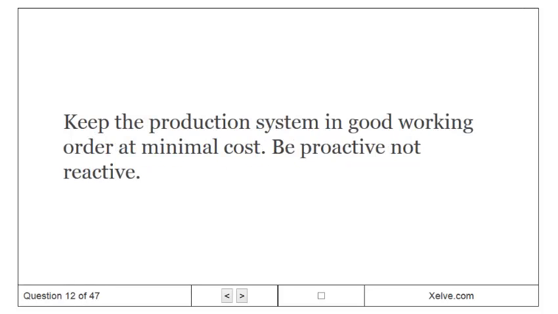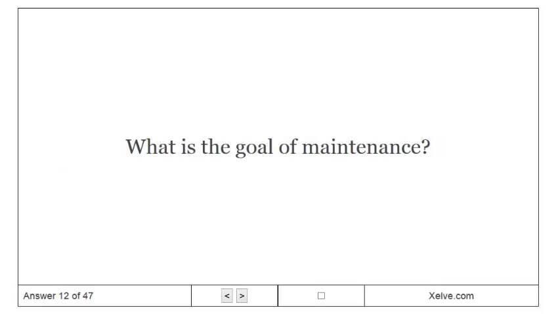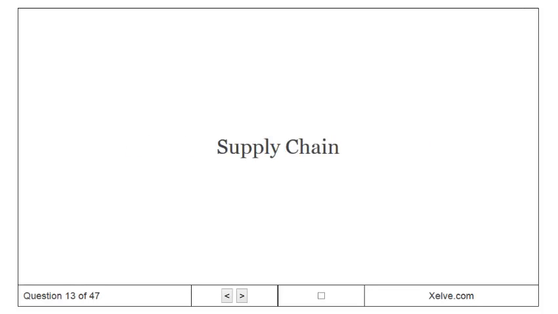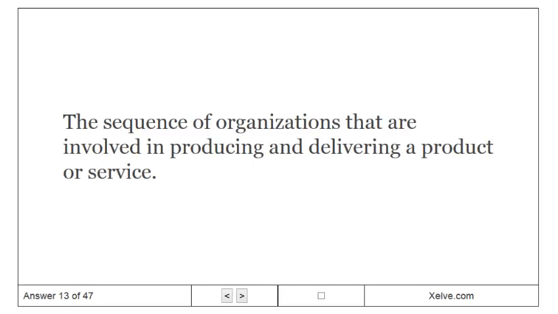Keep the production system in good working order at minimal cost. Be proactive, not reactive. What is the goal of maintenance? Supply chain. The sequence of organizations that are involved in producing and delivering a product or service.